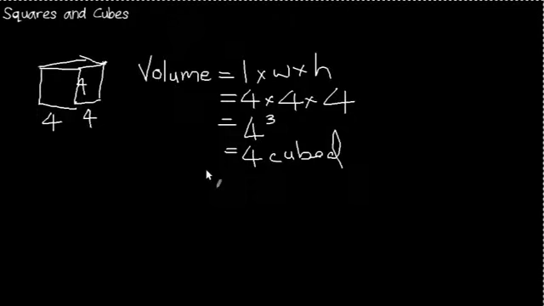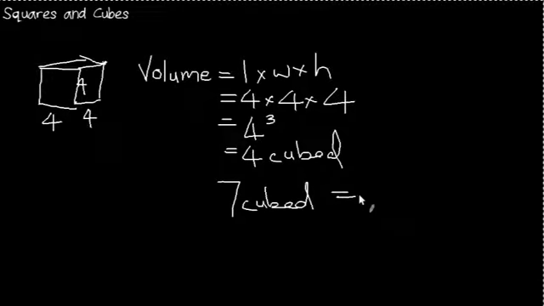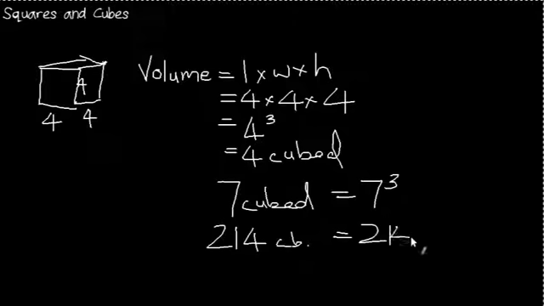So any number cubed just means that same number multiplied by itself 3 times. 7 cubed is just going to be equal to 7 to the power of 3. 214 cubed is just going to be equal to 214 to the power of 3.